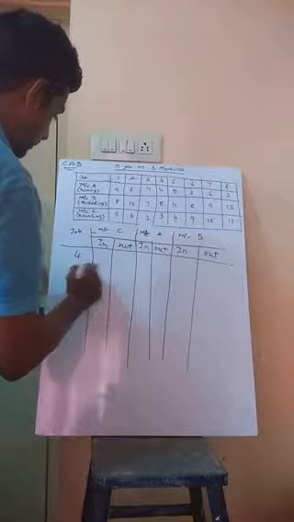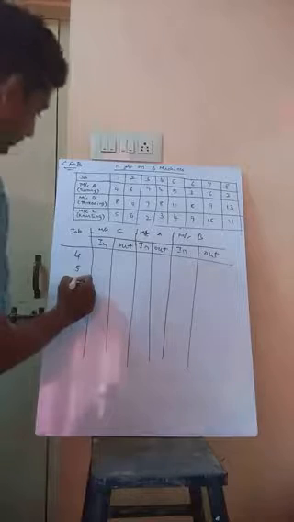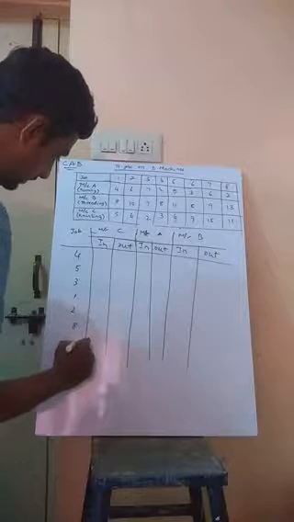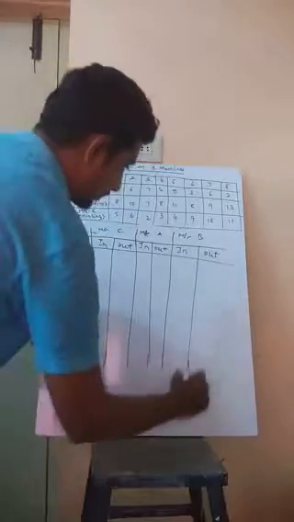Okay, need to again place the sequence here. 4, 5, 3, 1, 2, 8, 7, 6. This is the sequence of the job that has been obtained. Okay, now we need to find out the total elapsed time here.